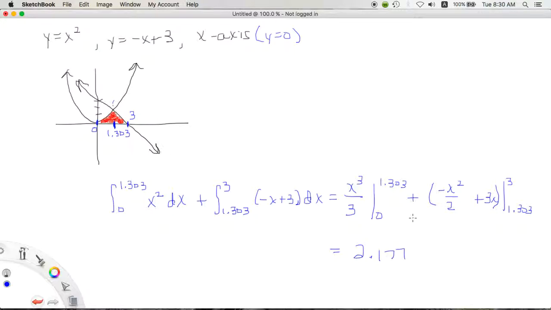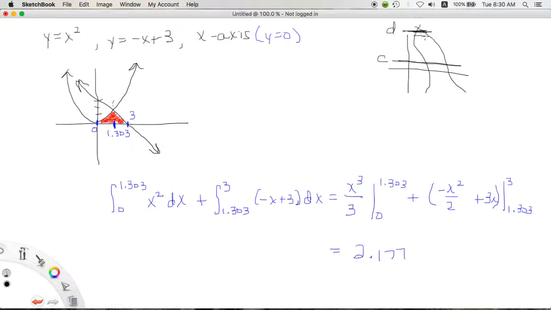So pause it, make sure you actually get that. All right, so splitting this up was one way to do this, and it worked out for us. But what happens if we're going the other way? What if we decide instead that we have two functions, let's say they're like this and like this, and we want to find the area between some point here D and some point here C?